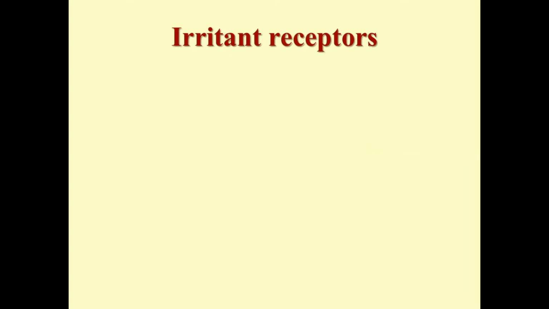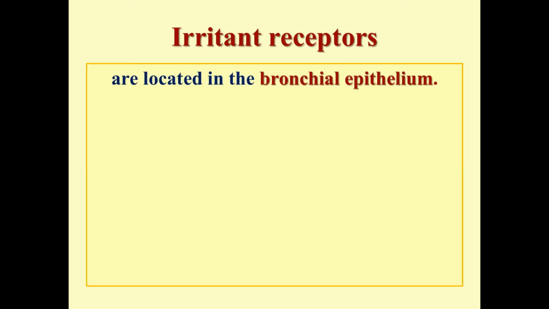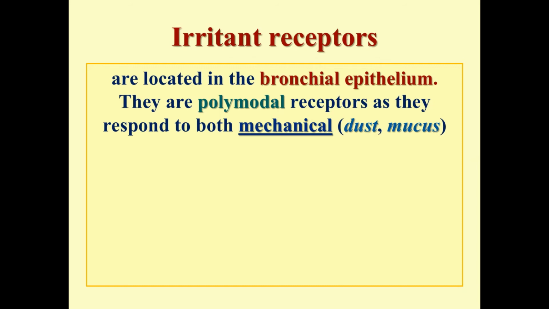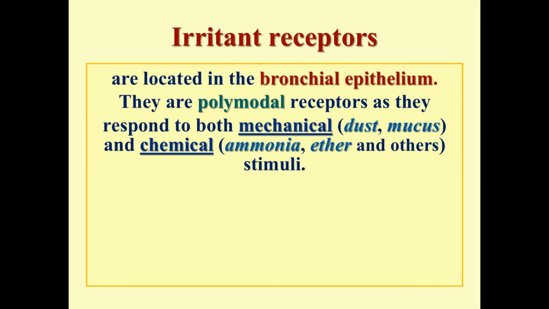Irritant receptors. These receptors are unusual. They are located in bronchial epithelium. They do not belong to one single class of receptors. They are so-called polymodal. They respond to both mechanical stimuli and chemical. Mechanical, such as dust, mucus pieces, or you may imagine if a piece of food enters the bronchial wall, then these mechanical particles stimulate these receptors, but such chemicals as ammonia, ether, and some others may also stimulate the same irritant receptors.